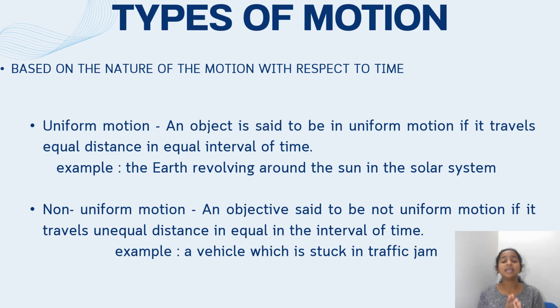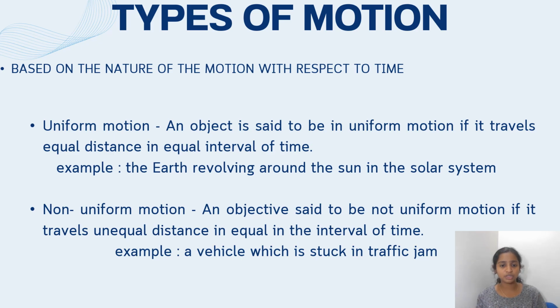Another example is the earth revolving around the sun in the solar system. So we know that the earth is revolving around the sun in our solar system. Within a fixed interval of time, the earth is traveling equal distance. So the movement of the earth is a uniform motion.